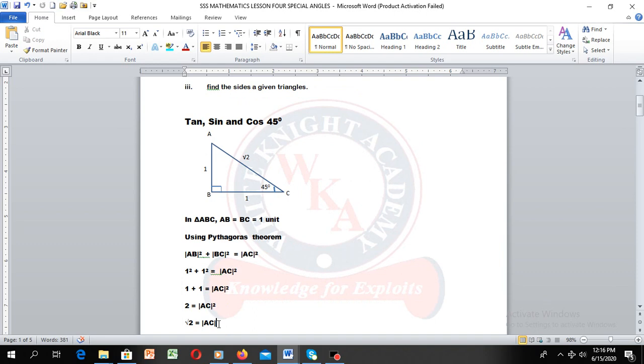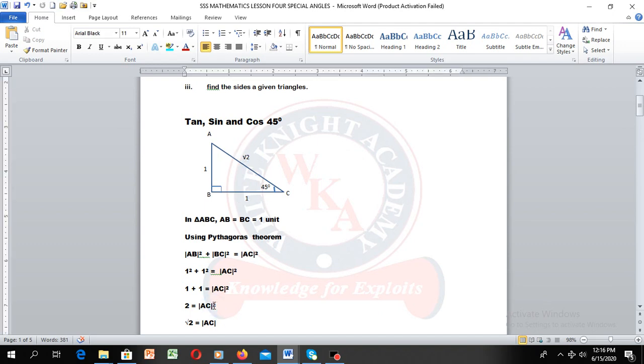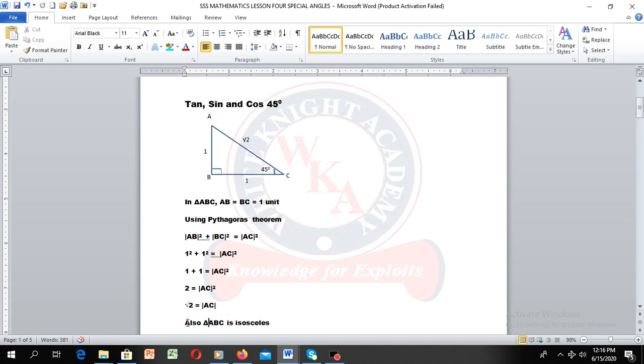But don't forget, we are looking for the value of AC, the side AC, which is the hypotenuse. The reason why we have a square here is because of our formula, the Pythagoras theorem. So, in order to determine the value of AC, we take the square root of both sides. The square root cancels the square on the right hand side, and the square root of 2 is root 2, and we leave it that way.